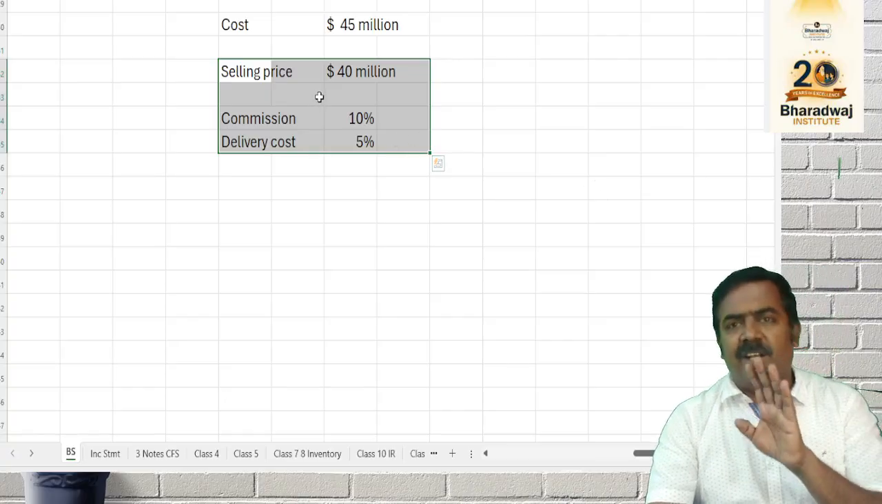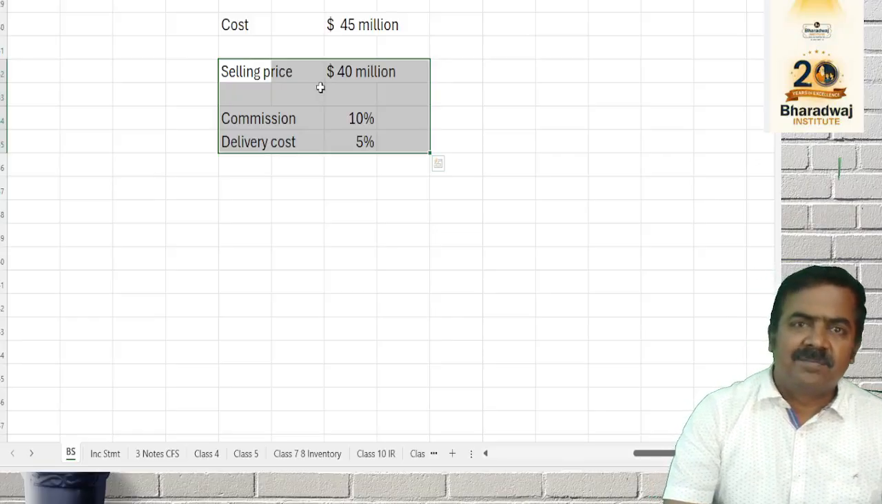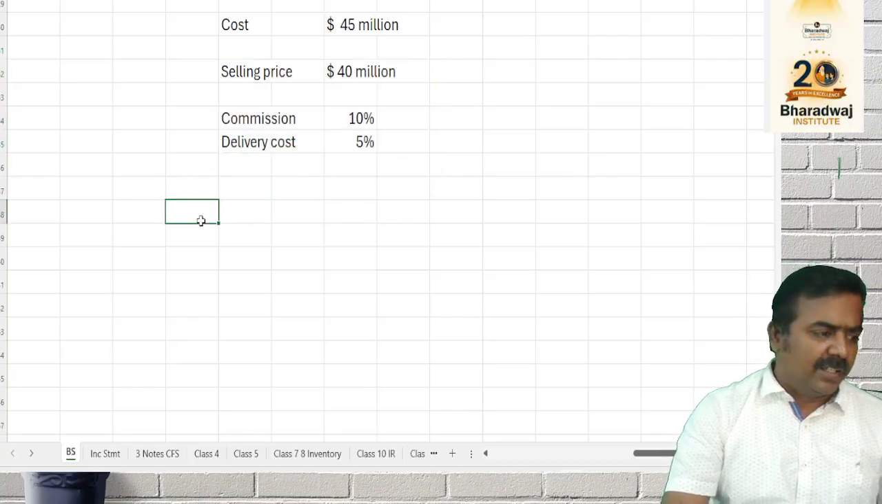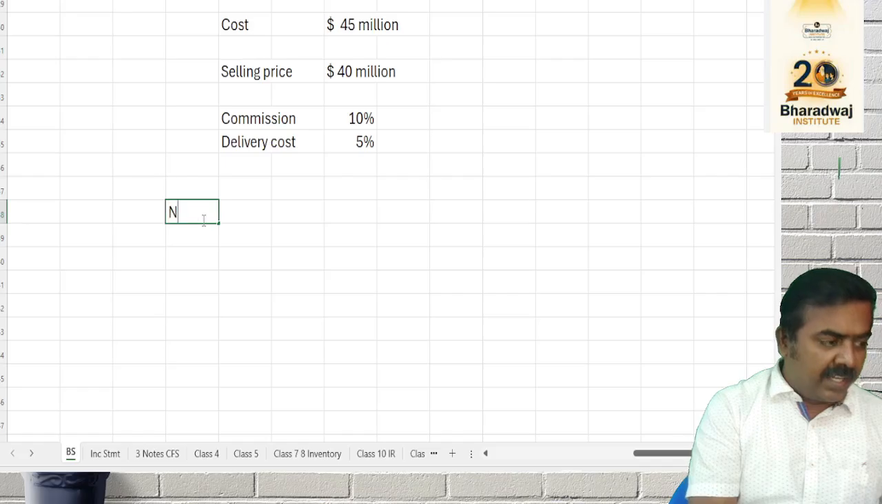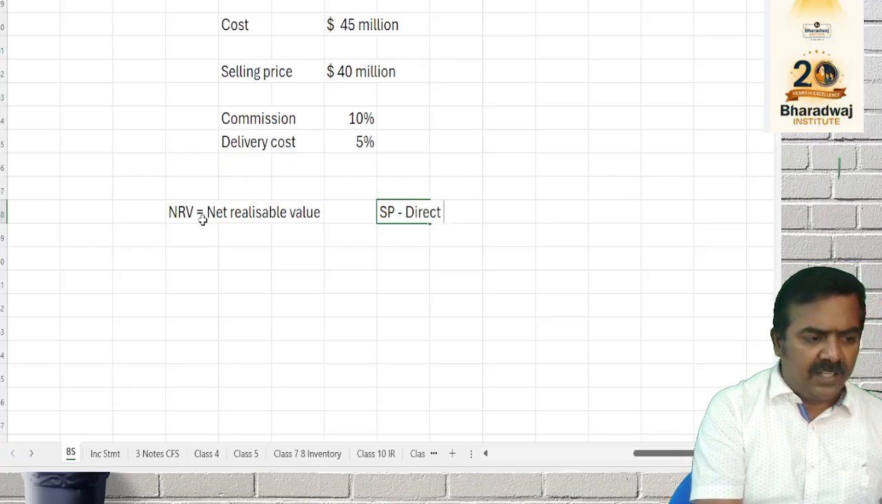US GAAP says value the inventory at cost or NRV, whichever is less. What is market price? IFRS clarifies: don't take market price, take NRV. NRV means net realizable value. What is net realizable value?